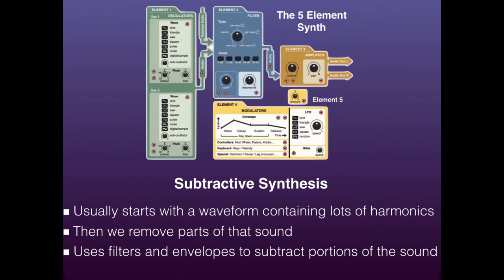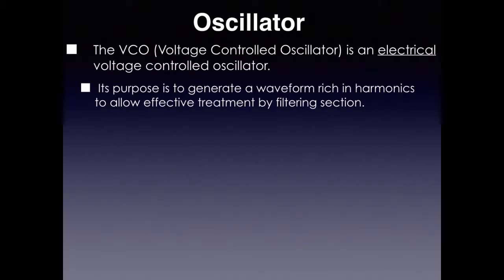Subtractive synthesis usually starts with a waveform containing lots of harmonics. Then we remove parts of that sound, using filters and envelopes to subtract portions of the sound. Oscillator. The VCO, voltage-controlled oscillator, is an electrical oscillator. Its purpose is to generate a waveform rich in harmonics to allow effective treatment by the filtering section.